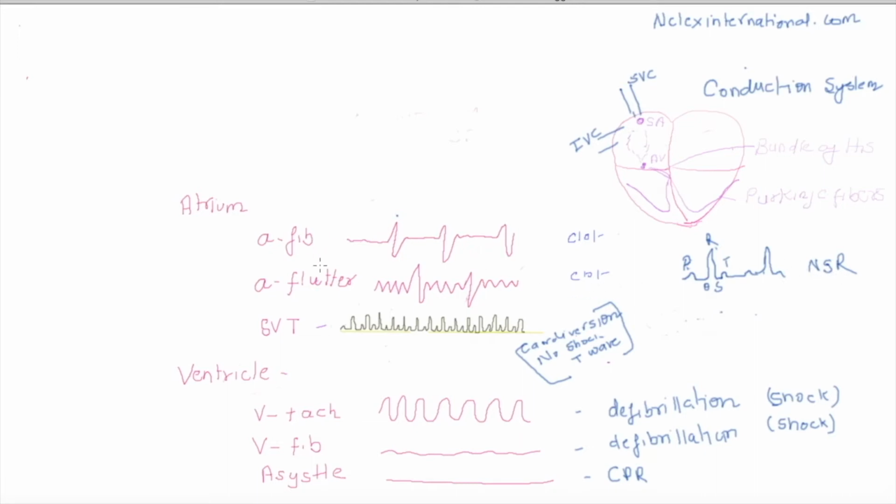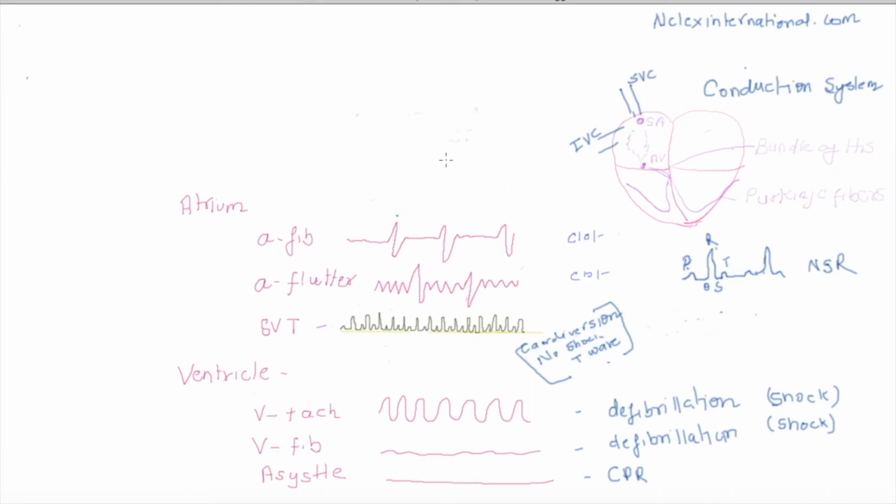Let's talk a little bit about abnormal rhythms here. If we talk about the atrial rhythms, we have atrial fibrillation, atrial flutter, and supraventricular tachycardia. In atrial fibrillation, the atrium is contracting very fast, but the ventricles are contracting normally.